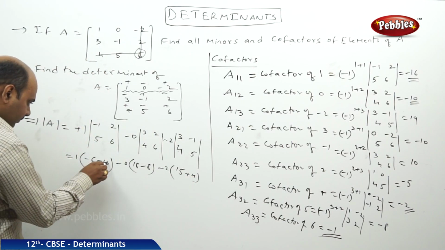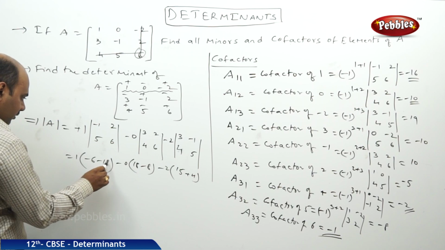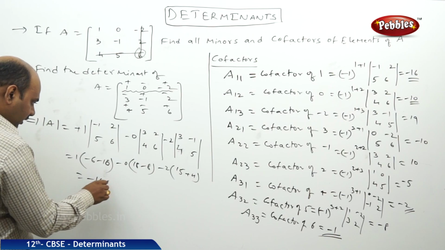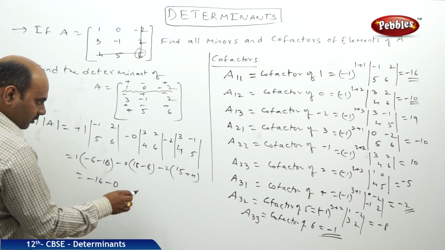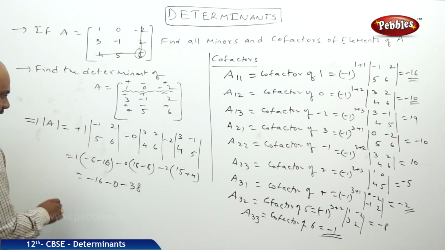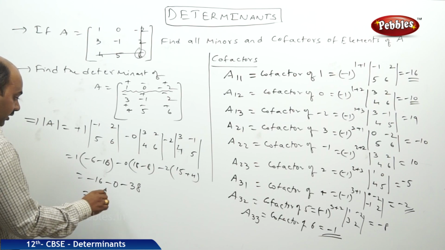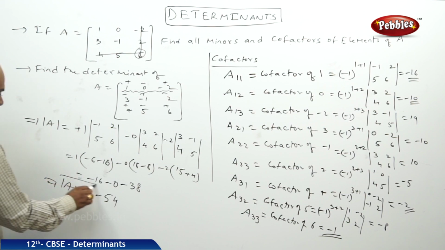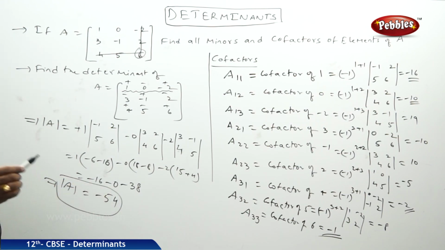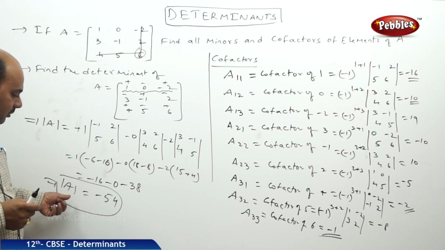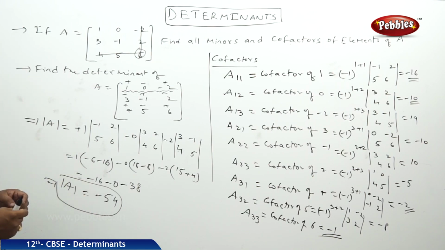So what happens? Minus 6 minus 10 means minus 16. And here this becomes 0. And this becomes 19 into 2, it becomes minus 38. So minus 16 minus 38 is minus 54. This is the way to find the determinant of a 3 by 3 matrix. But just remember carefully, whatever row or whatever column you choose, the final output should be the same. That means our final answer should be the same. Determinant of A is equal to minus 54.